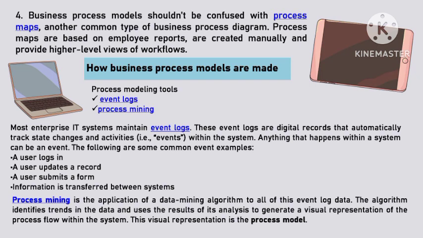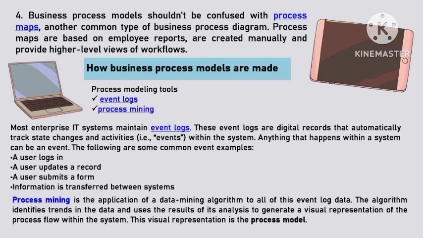The following are some common event examples. First, a user logs in, a user updates a record, a user submits a form, information is transferred between systems. Event logs track both the occurrence of events and information surrounding these events, like the device performing an activity and how long the activity takes. Event logs act as an input during the production of a process model.